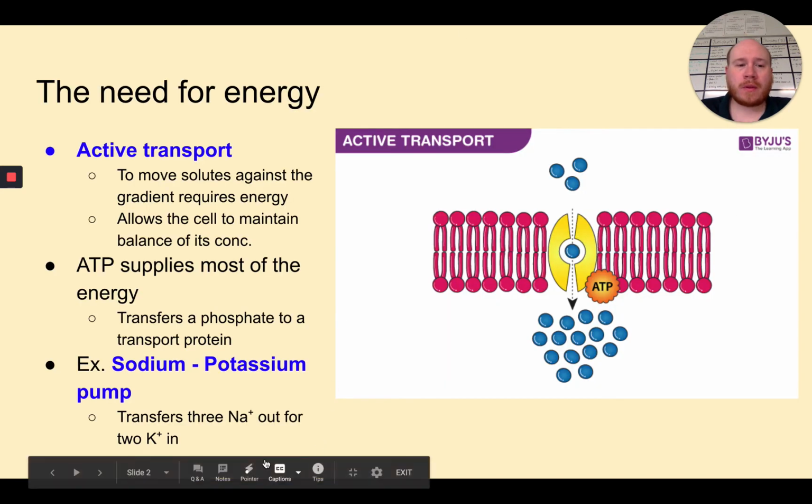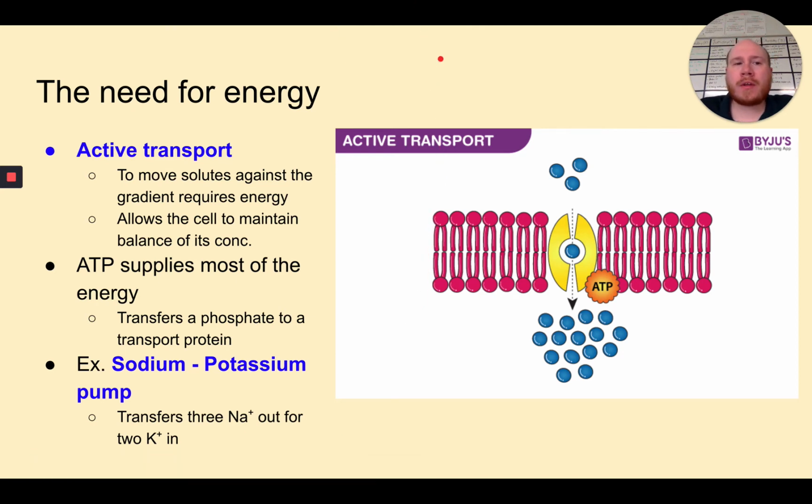So, the need for energy. Active transport is to move solutes against this gradient. To move solutes against the gradient requires energy. And this allows the cell to maintain a balance of its concentrations. And so you might be thinking, well, wouldn't it be balanced if they just moved whichever way they wanted to balance each other out? Well, for cells, that's not necessarily the case.